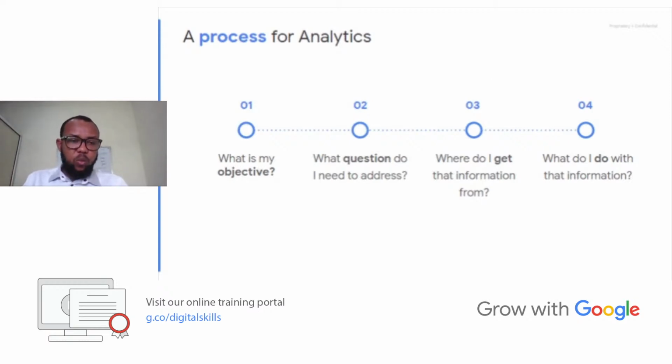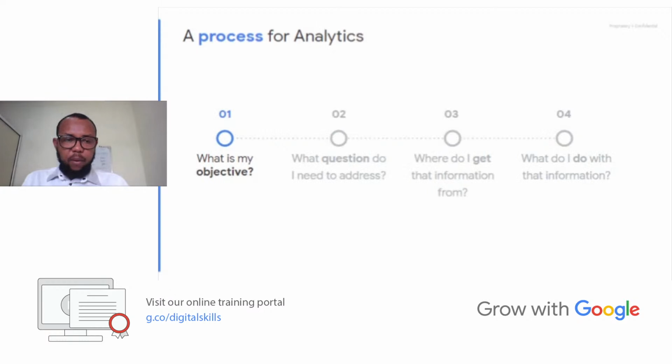Number two, what question do I need to address? You need to know the kind of questions you need to address. Number three, where do I get that information from? Number four, what do I do with the information? We are going to look closely at what we can do with this information.